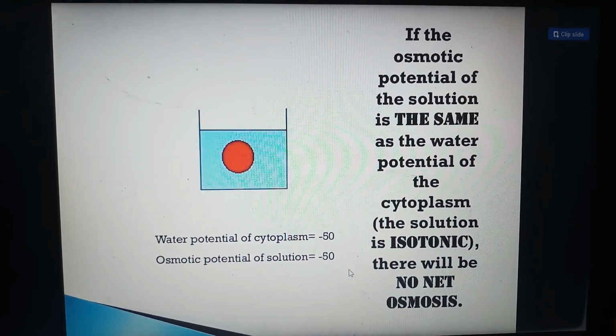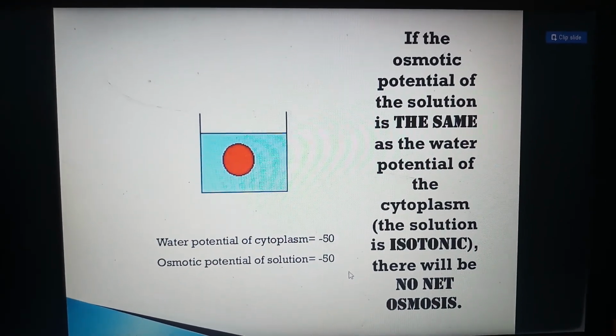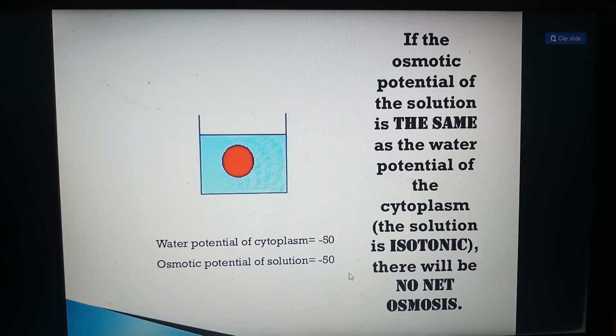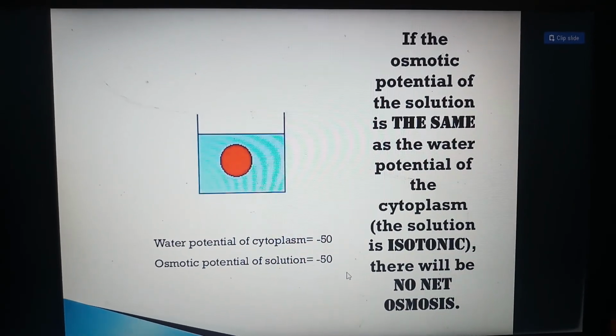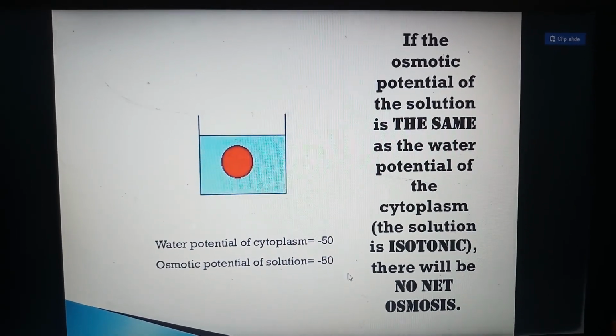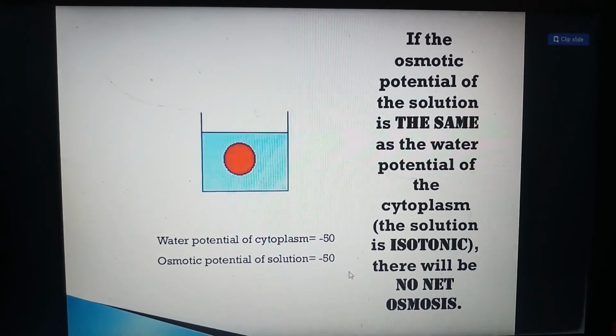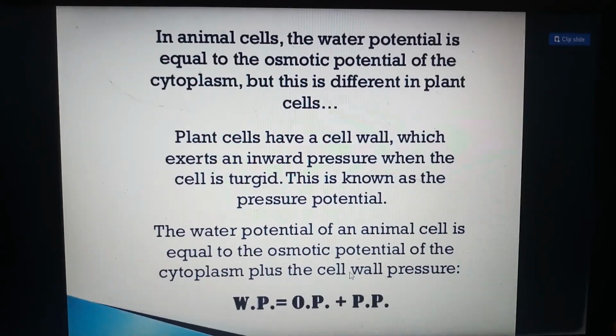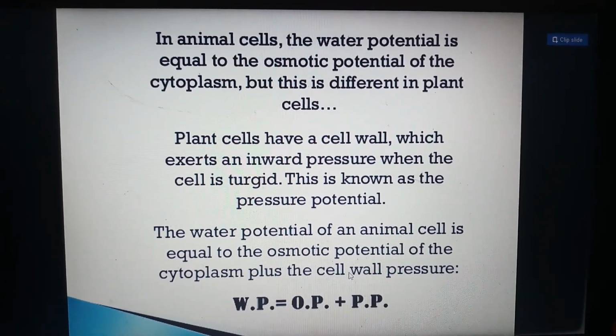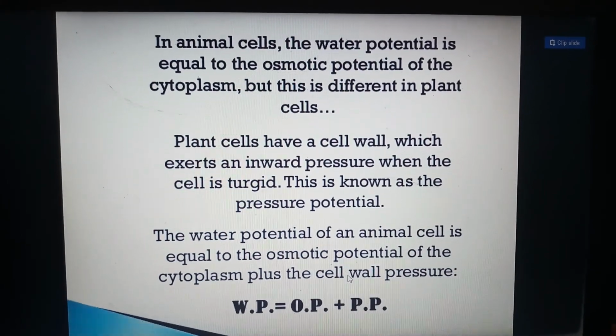If the osmotic potential of the solution is the same as the water potential of the cytoplasm, then the solution is said to be isotonic. There will be no net movement. So now the cell will be very stable. In an animal cell, the water potential is equal to the osmotic potential of the cytoplasm.